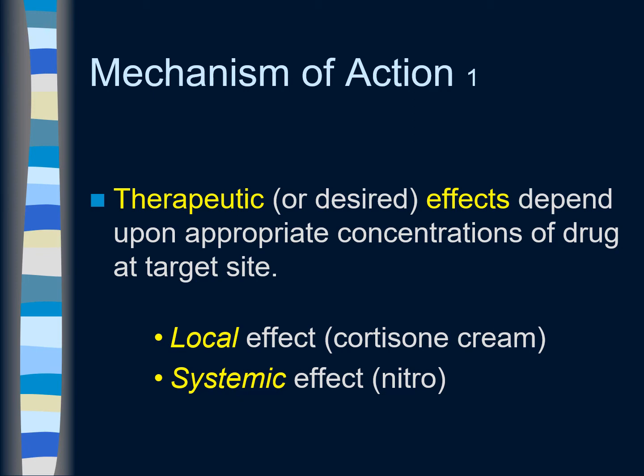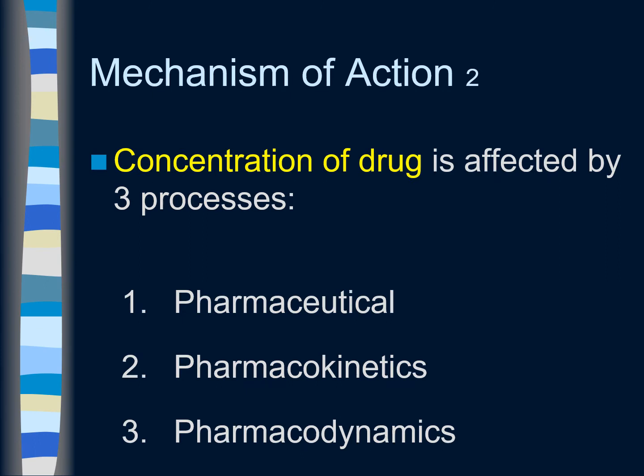The therapeutic effect, or the desired effect, depends upon an appropriate concentration or dose of the drug reaching the target site. It might be a local effect, like if you put cortisone cream on some poison ivy on your skin, or a systemic effect where you give the drug and it has effects across the body. In order to see the therapeutic effects of the drug, you have to get the appropriate concentration or dose of the drug to the target tissue.